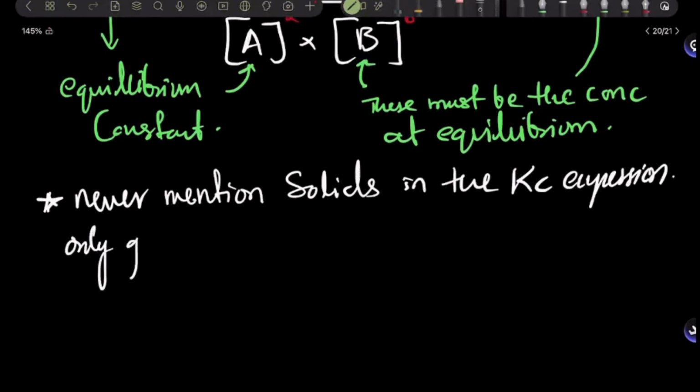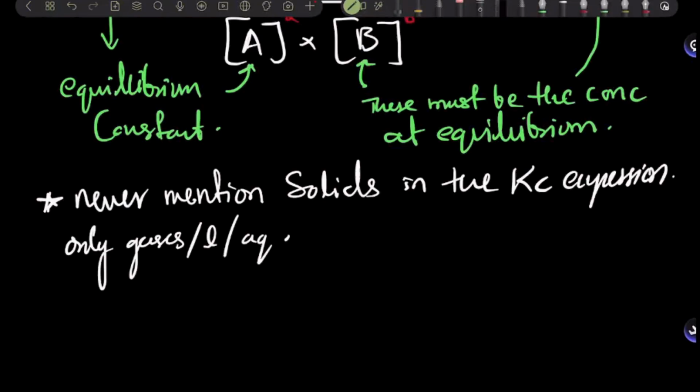Only gases, liquids, or aqueous states are mentioned. Whenever gases, liquids, and aqueous states are present, it will most probably be a homogeneous equilibrium if they are present on both sides. But even in heterogeneous equilibria, if one side is gaseous and the other is liquid, you still write all of them. But if you find a solid on either side, you do not mention it in the Kc expression. Are we clear?